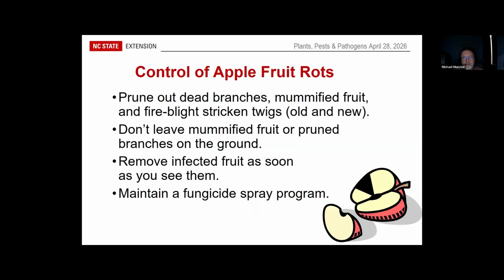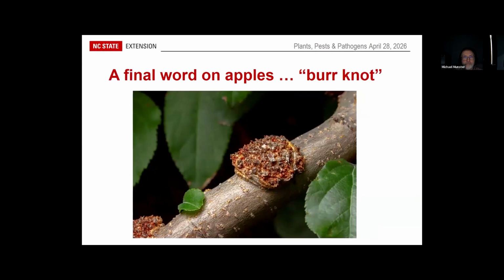All right, very quickly, some of the things to do to deal with your apple fruit rots: make sure that dead branches, mummified fruit, and fire blight stricken twigs are pruned out of the trees so that you have less inoculum, less fungi, less, excuse me, bacteria for the following year. And don't leave those things that you prune on the ground, because some things may be able to actually reach the canopy from there. Removing infected fruit as soon as you see them, and again, maintaining your fungicide spray program.